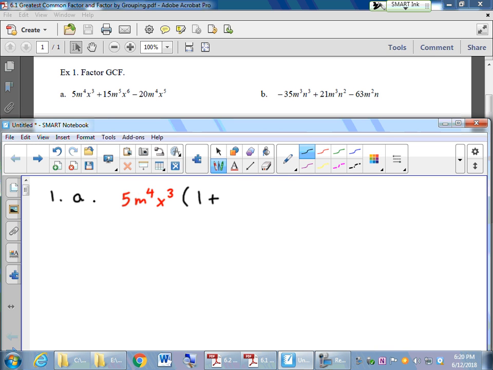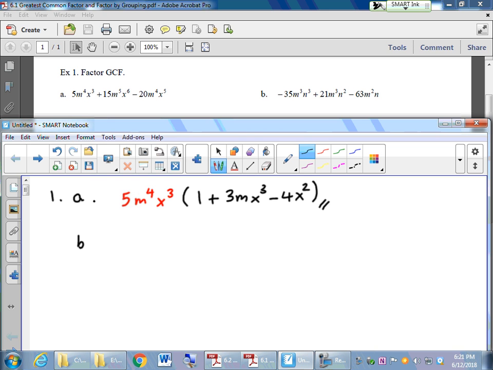And then plus, from the second term, when I factored out the GCF, it will be left with 3x to the 3rd power. So also m, right? Let's write it down in order: m x to the 3rd power. And the last term will be negative 4x to the 2nd power, because m to the 4th power is factored out. So this will be my final answer for A.